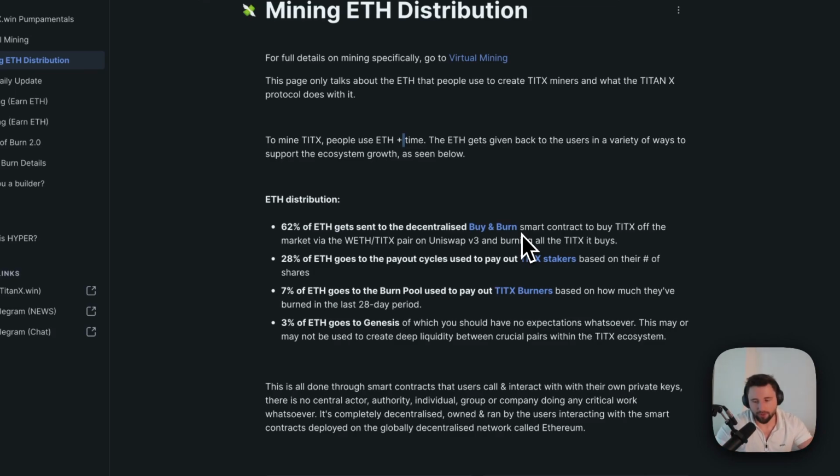So 62%. So if there's $100 million that participates in Titan X on the blockchain and just interacts with the code, well, guess what? 62% of that, so $62 million, goes towards buy and burning and building the liquidity and growing the network and supporting it as it scales, right? This is the beauty. I love this.